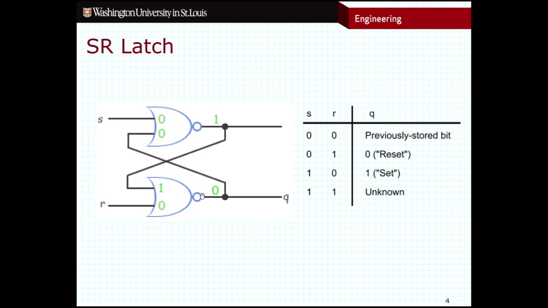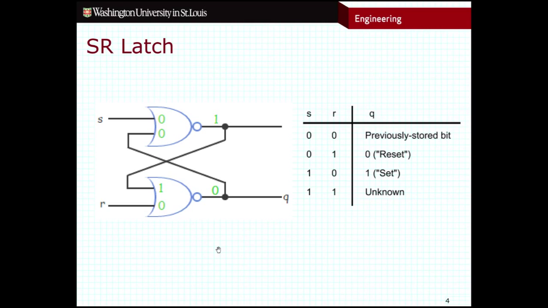But wait a second, these are cross-coupled NOR gates. So those 1s are actually going to be fed back into the NOR gates, and that means their output will then go to 0 again. Both outputs will then go to 0. But those will get fed back in, so the outputs will go back to 1, and those will get fed back in, so the outputs will go back to 0, and you get this oscillating effect. We have a name for this. It's actually called metastability, and it's an undesirable effect.